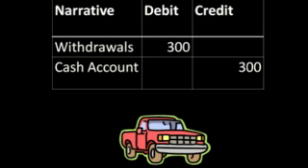Bubba makes a withdrawal of $300. The withdrawal has reduced equity. To reduce equity, we use an account called withdrawals and we debit the account. The asset of cash is reduced, so a credit is made to that account. Debit withdrawals with $300, credit cash with $300.